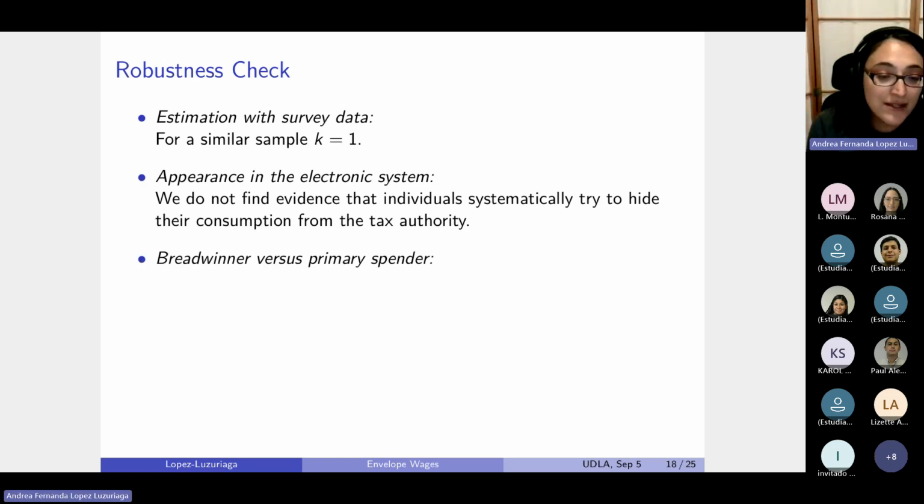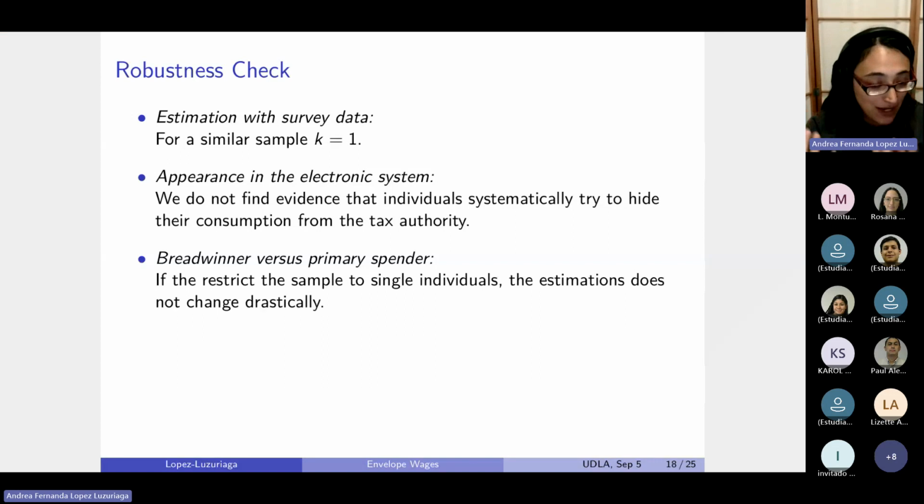Then we have this idea of, well, given the way that the tax system is set up in Ecuador, we don't have a reporting of households. There's no joint family. It's only an individual thing. So I basically don't have family units. And you could have the case in a household where one member is the breadwinner and the other member is the primary spender, so the person who goes to the grocery store, and so on.